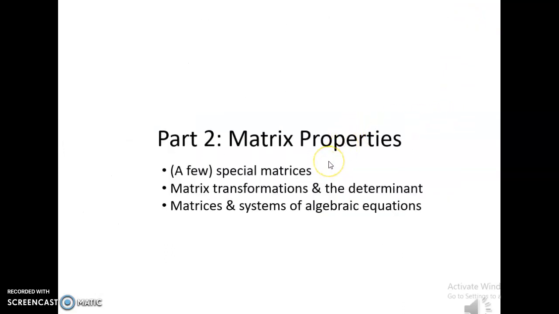Okay, then we will see Part 2, matrix properties. First, a few special matrix properties. Second, matrix transformations and the determinant. Third, matrices and systems of algebraic equations.